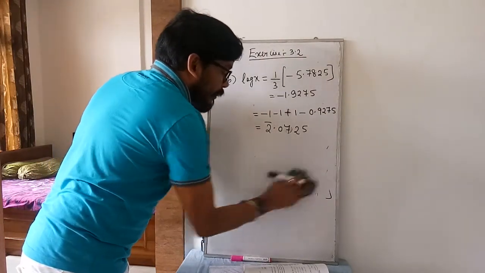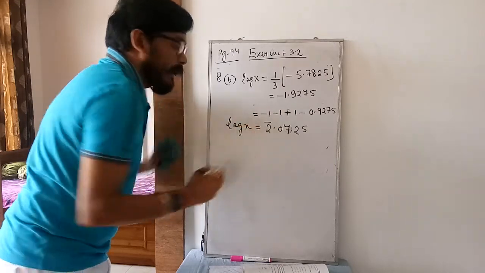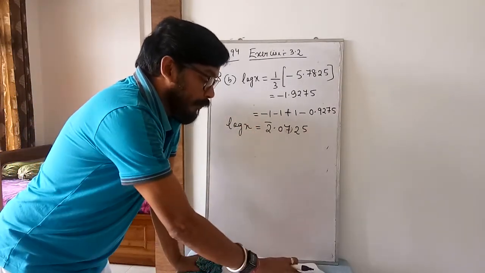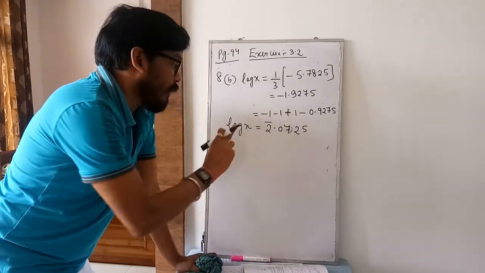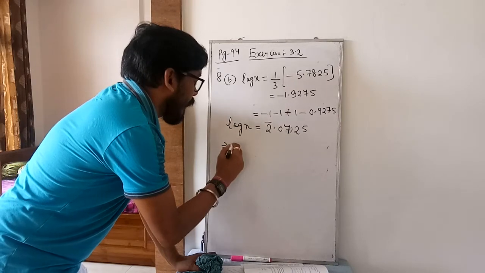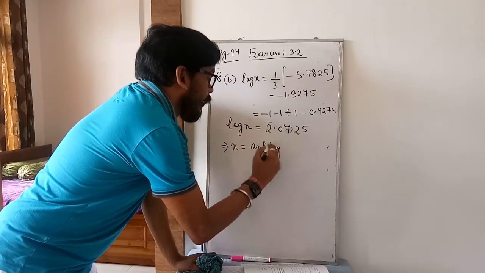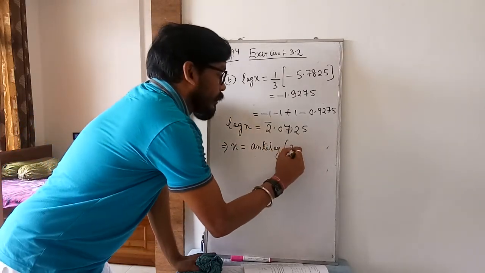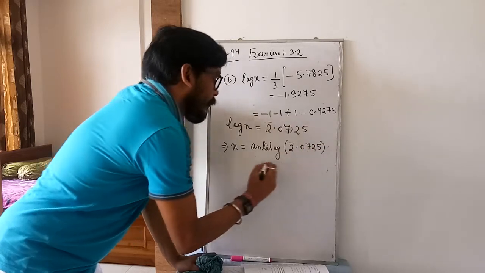So the log x value is this one. This is the value of log x. But you have to find out only the value of x. They did not say find the log of 0.00000165 whole to the power 1 by 3. So I have to remove the log here. So x equal to, I will take antilog, because when you remove log from one side, on the other side you have to give antilog. It is 2 bar 0.0725.